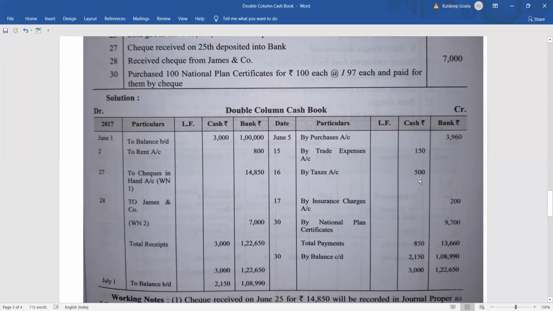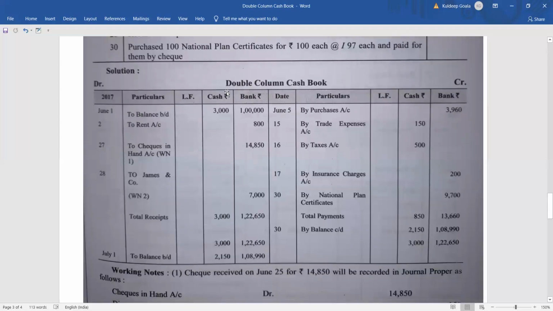And why is it 9,700? Because 100 National Plan Certificates, although they were of 100 rupees, were purchased for 97 rupees, right? That is why it is 100 into 97, it is 9,700 rupees. Clear? So now all the transactions are over. So what will you do now? We have to do the balancing.